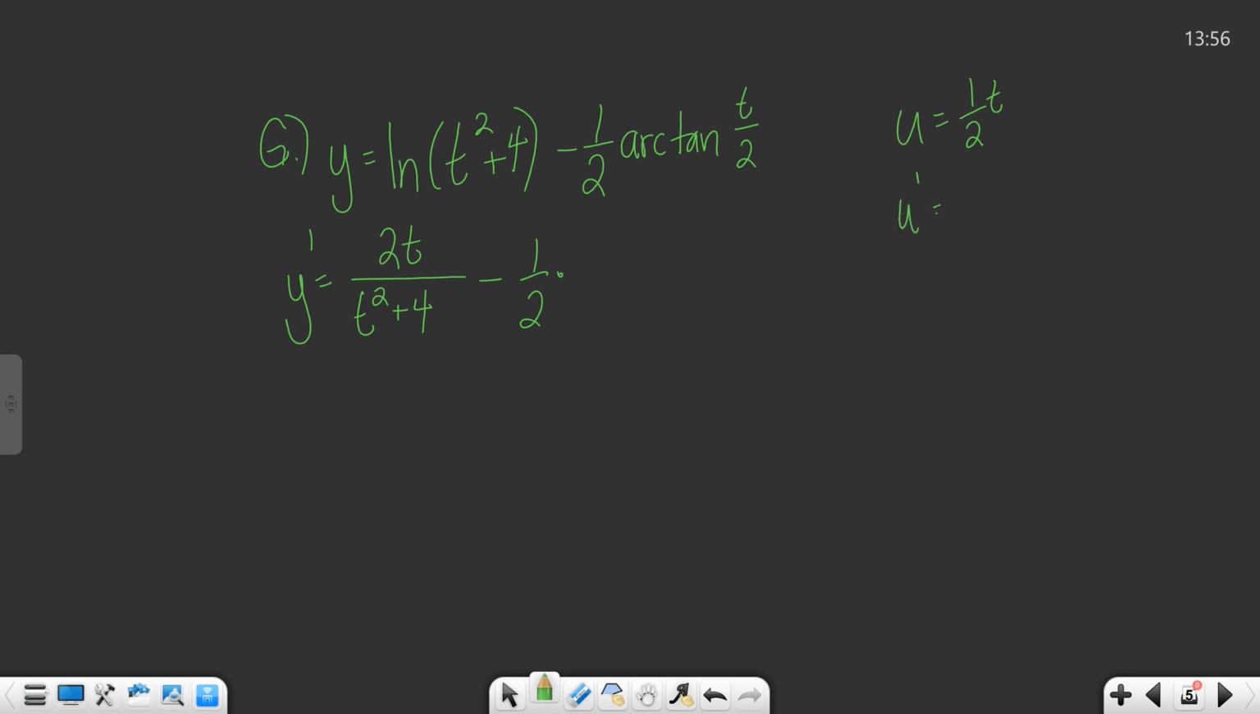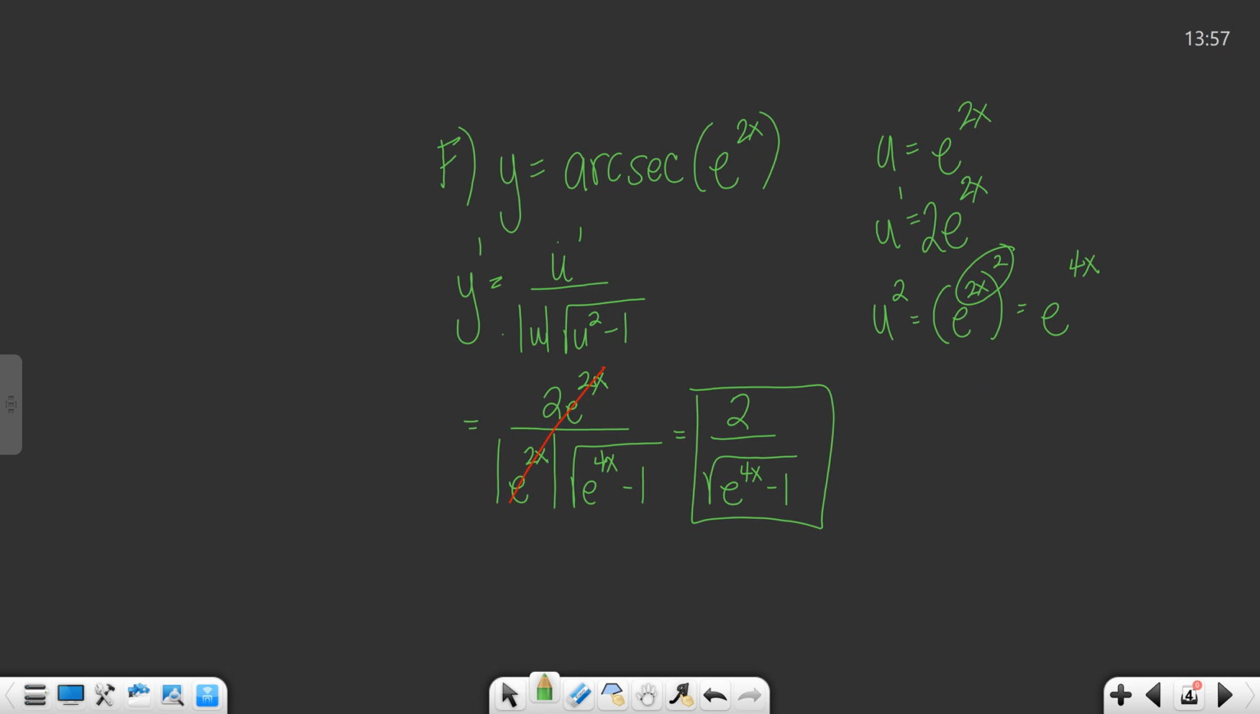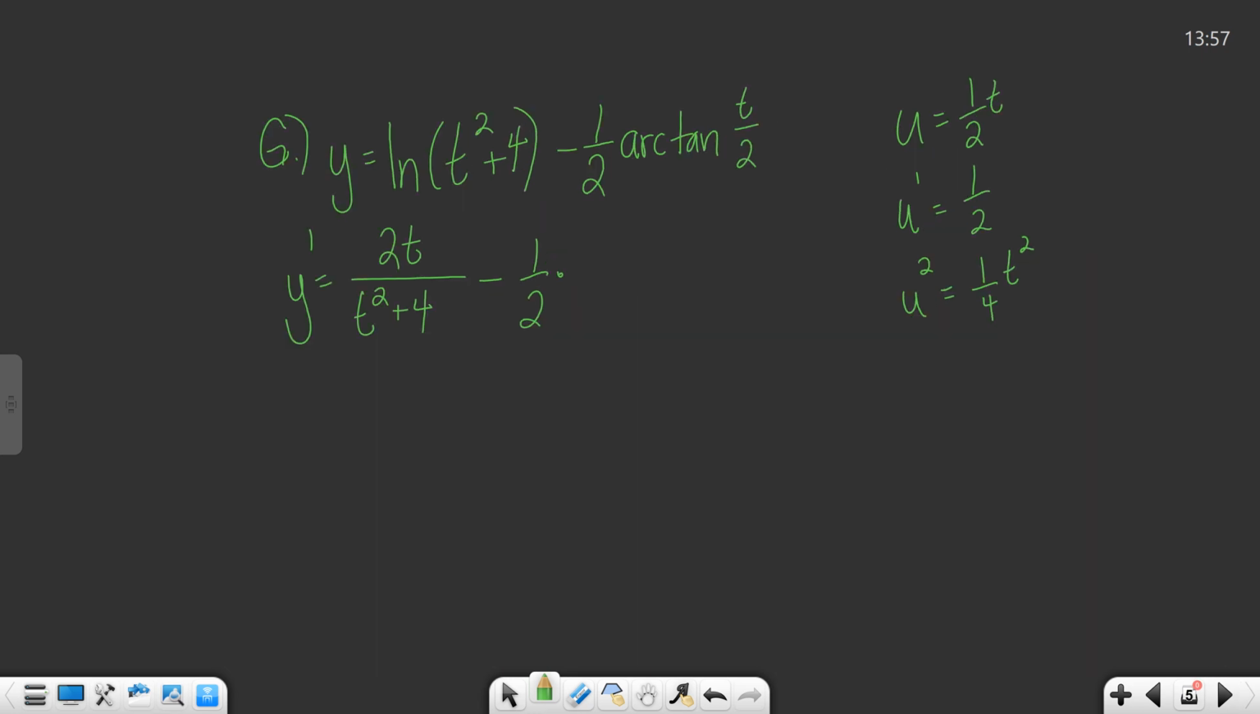So then we need u prime, which is just a half, and we would need u squared. If you square 1/2 t, you get 1/4 t squared. So your arctan formula, remember you're going to have it memorized, is u prime over 1 plus u squared. So let's fill that in: u prime over 1 plus u squared.